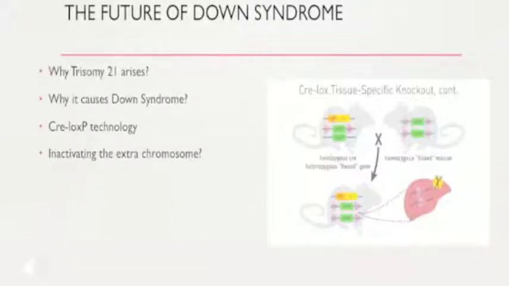The future of Down syndrome. Scientists want to know why trisomy 21 arises and what causes Down syndrome when there is that third chromosome. We need to figure these things out so we can help lessen the occurrences. Cre-Lox-P technology has been used in mice to alter specific chromosome duplications, so this is something that scientists are looking into to help inactivate the extra chromosome. Other forms of transgenesis also exist, and I do think this is going to be up-and-coming research for these patients with Down syndrome, and hopefully someday we can lessen the occurrence of Down syndrome, if not cure it for good.